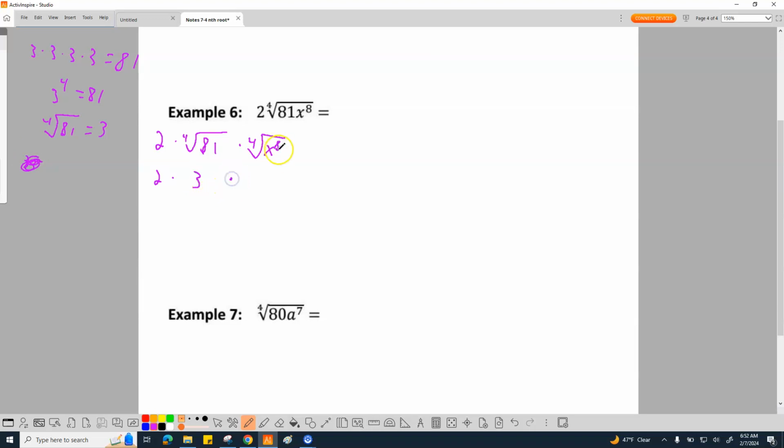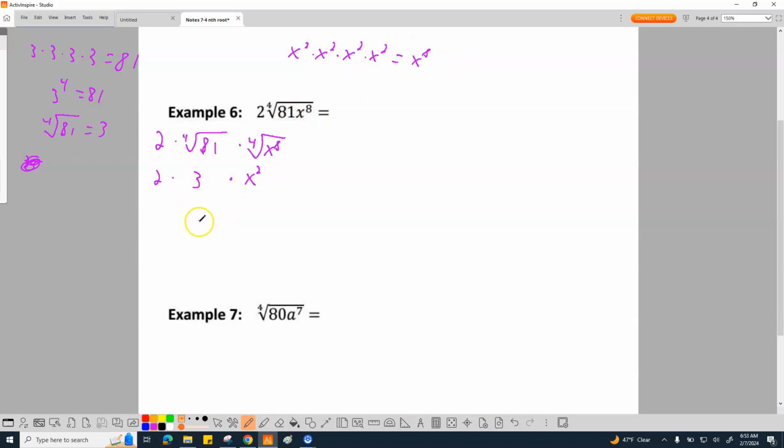So now I'm going to look at this. This is 8 and this is 4. 8 divided by 4 is 2. So I'm going to be able to reduce this down to x squared. And let's see if that makes sense. If I had x squared times x squared times x squared times x squared, we'll add them up. 2 plus 2 plus 2 plus 2 is, in fact, x to the 8. So the 4th root of x to the 8 is x squared.